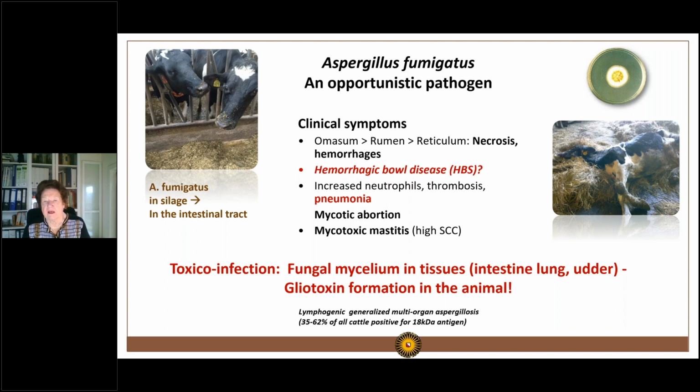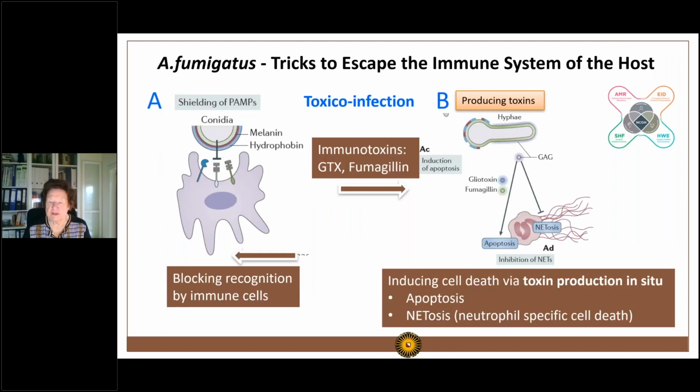Aspergillus fumigatus is producing toxins, and we call it a so-called toxico-infection. Because fungal mycelium, once entering the cow, can produce within the cow, in the intestines, in the lung, in the udder, gliotoxin. And this is one of the few examples we do have. We have it also for some Fusarium species causing eye diseases, but this is the main example of a toxico-infection where both the invasive fungal mycelium in the animal body as well as the mycotoxins contribute to the syndrome.